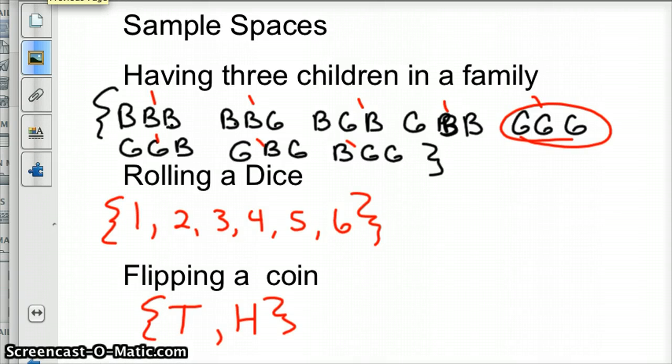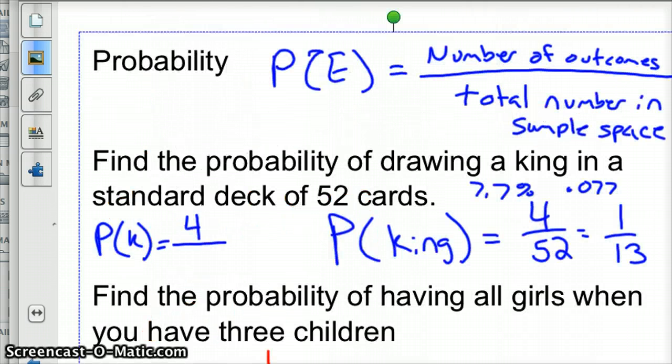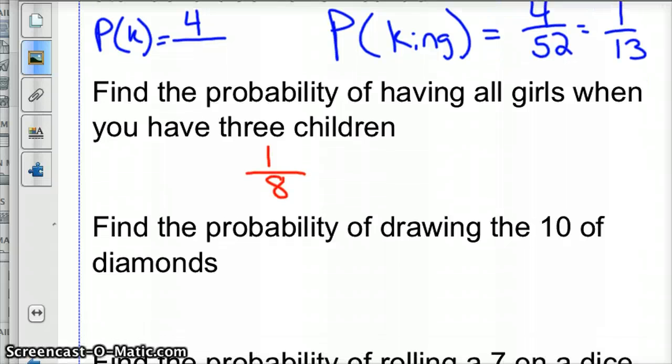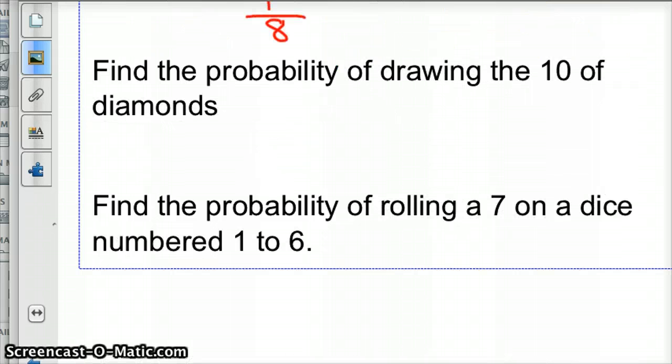And you want to be careful not to confuse probability with odds. We'll talk about odds in another day. But odds are done differently. They are successes over failures. But this is successes over total, essentially, for probability.